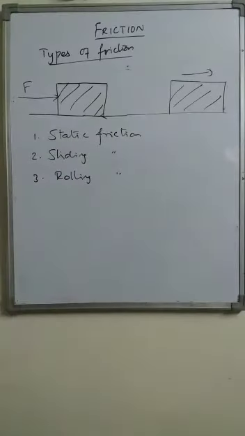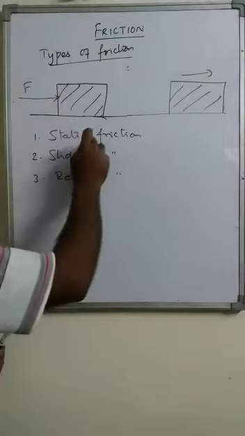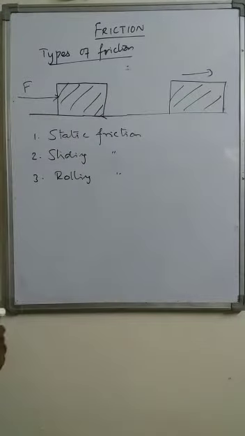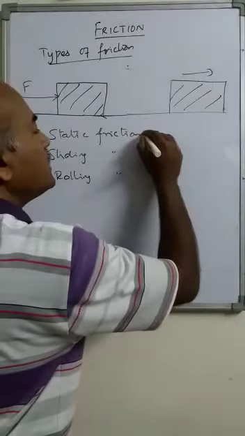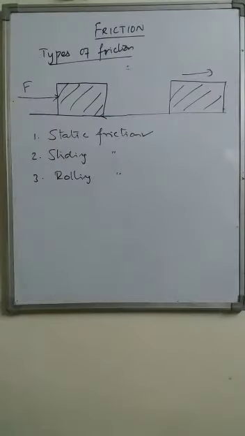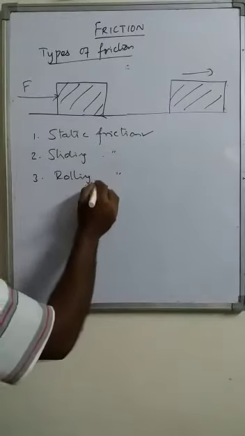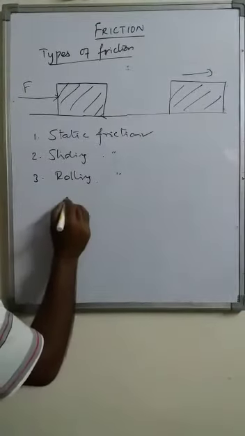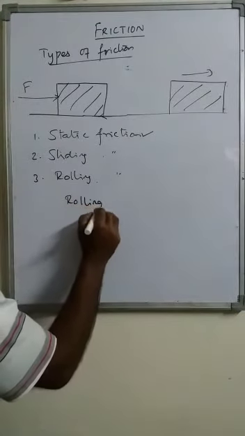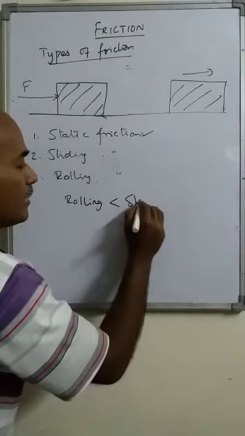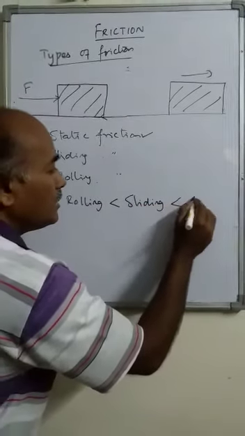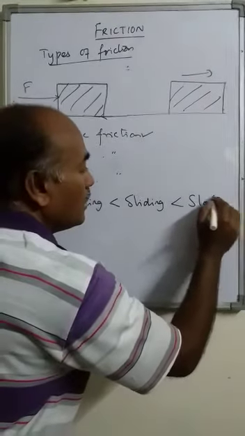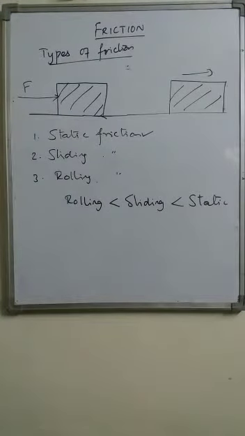Here this is written in the same order, that is, we can say it is in descending order. The maximum value of friction is static, and then sliding, and then rolling. So rolling friction is the least. If we write in the order, rolling friction is least, then sliding, then static. So static friction is highest, greatest. Rolling friction is the least.